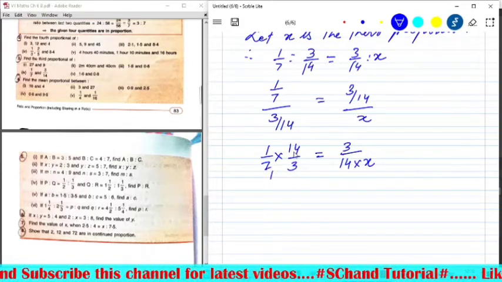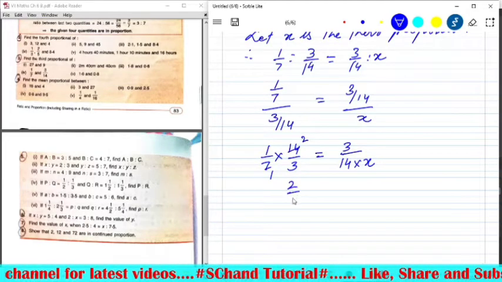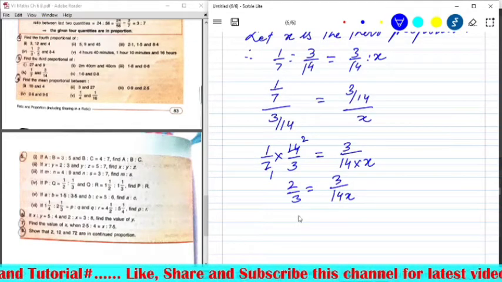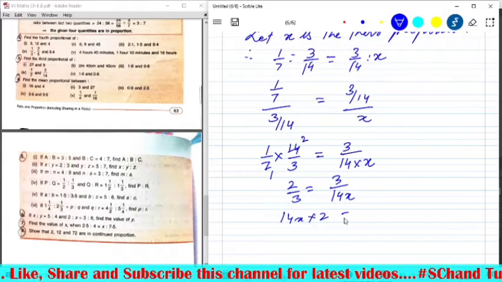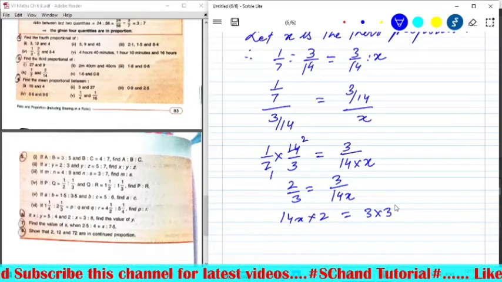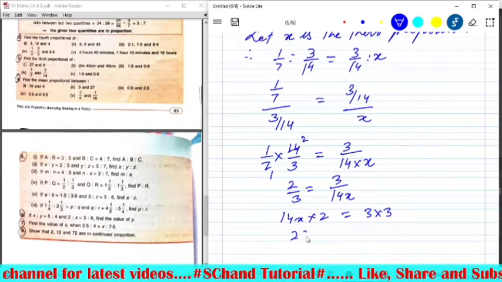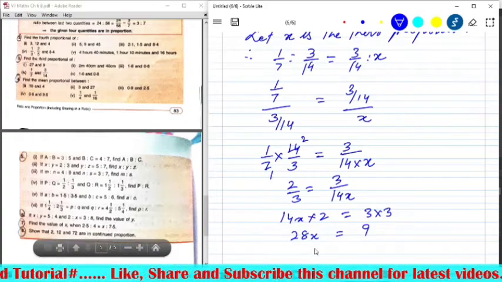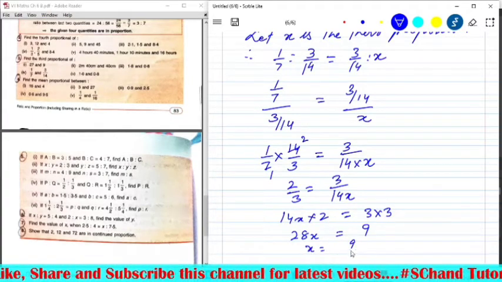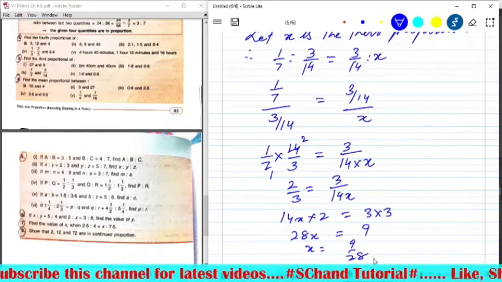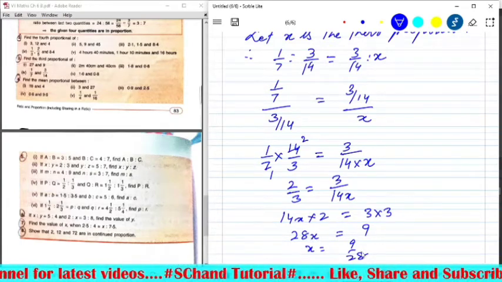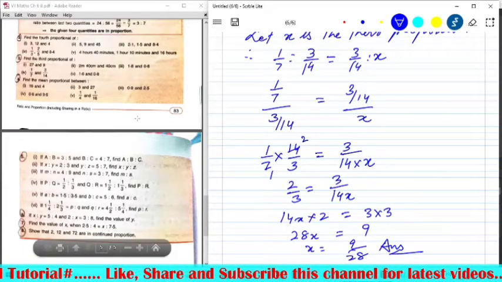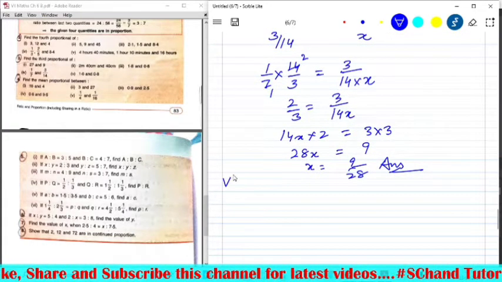So this will be 7 2s. So it will be 2 over 3 is equal to 3 over 14x. So this will be 14x into 2 is equal to 3 into 3. So this will be 28x is equal to 9, and x will be 9 over 28. So this will be your answer, 9 over 28. So next part, fifth one you can do by yourself. This is a simple one.